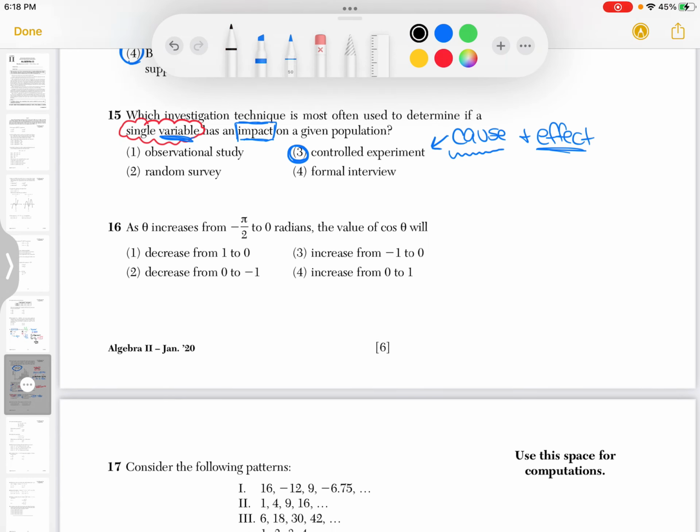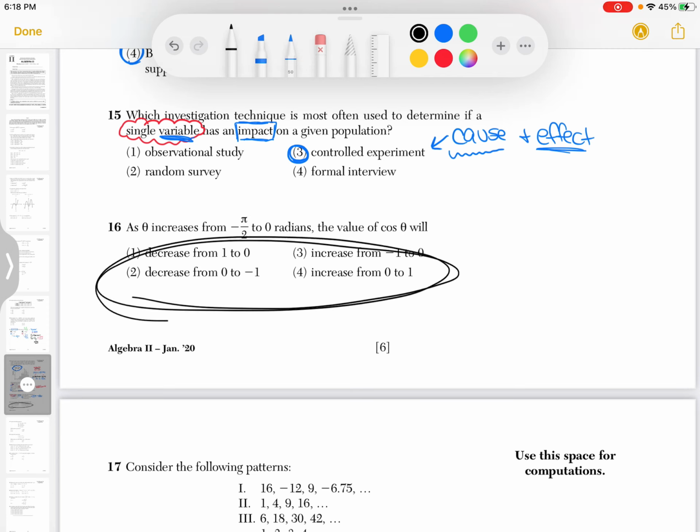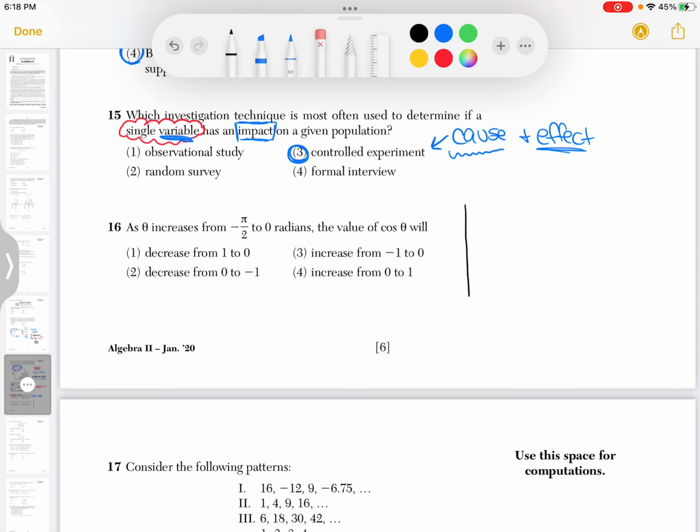Right, number 16, as theta increases from negative pi over 2 to 0 radians, the value of cosine of theta will. So it's essentially asking me for the graph. These are two common values on my typical cosine graph, and I need to figure out what the graph is doing between those two values. So I'm going to sketch a cosine curve over here.